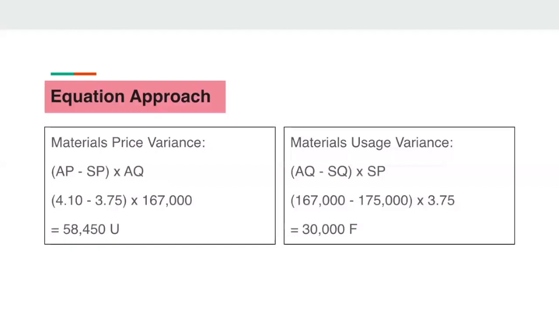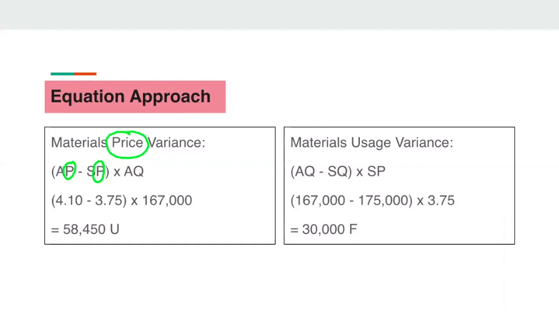Now that we solved the exercise using the chart/column approach, let's use the equation approach and see if we get the same answer. To get the materials price variance, you will be minusing both price values in the bracket and then multiplying by the actual quantity. A little hint: if you see the word price, price is going to be in the bracket, and then the opposite, which is quantity, will be outside of the bracket.